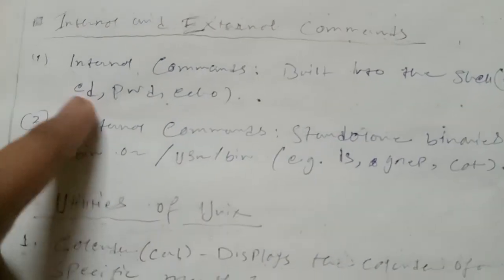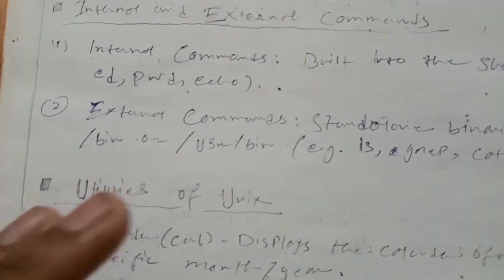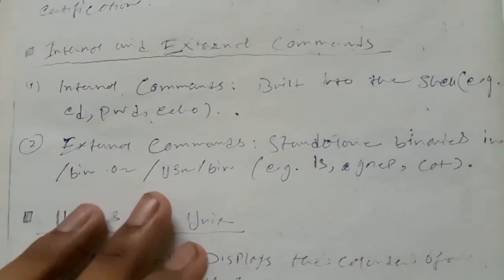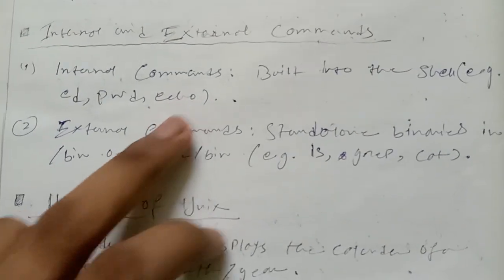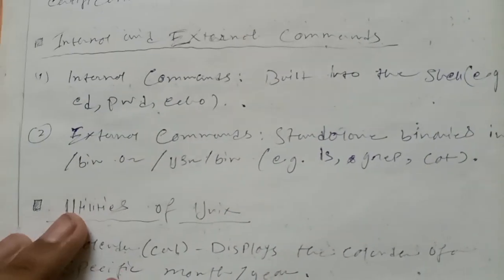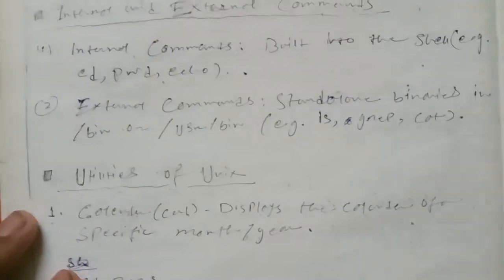You know, cd means change directory, pwd means print working directory, and echo means if you wanna print any sentence or anything, literally anything, any variable values, you will have to use the echo command. So these are called internal commands. These are already built into the system. That's why it's called internal.